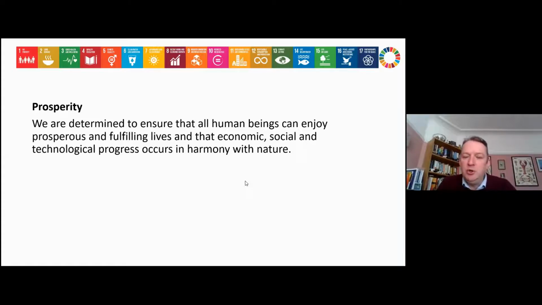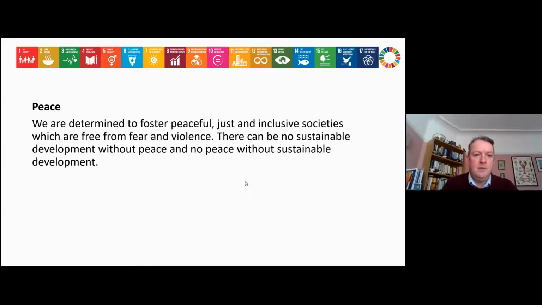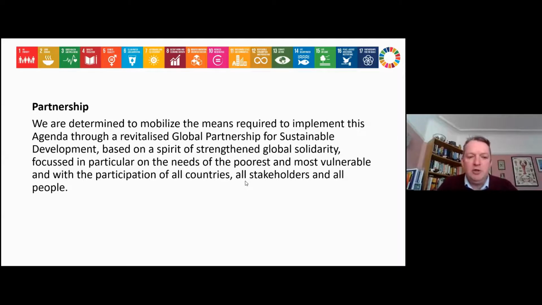Prosperity is to ensure that all human beings can enjoy prosperous and fulfilling lives, and that economic, social and technological progress occurs in harmony with nature. And peace is of course extremely important, that we're determined to foster peaceful, just and inclusive societies, free from fear and violence. There can be no sustainable development without peace, and no peace without sustainable development. And then the last one is partnership.